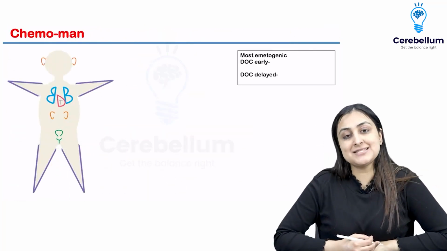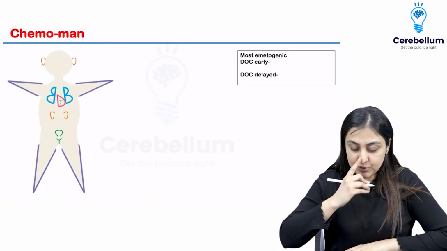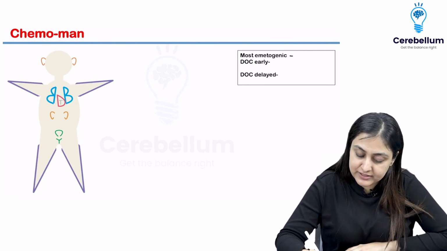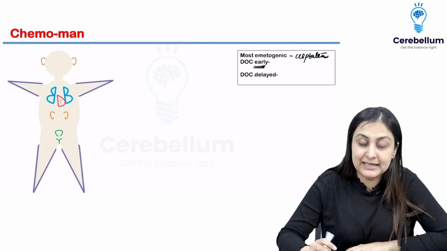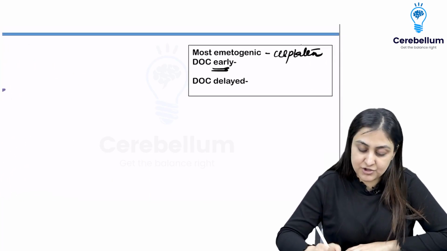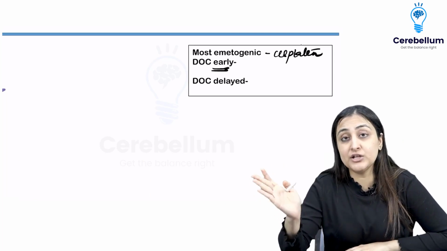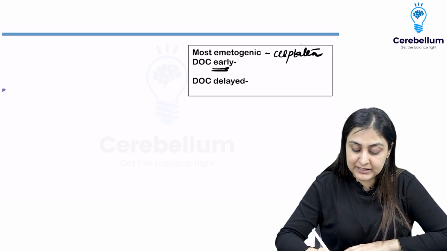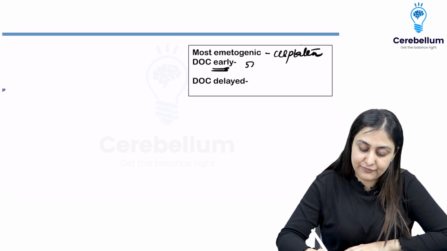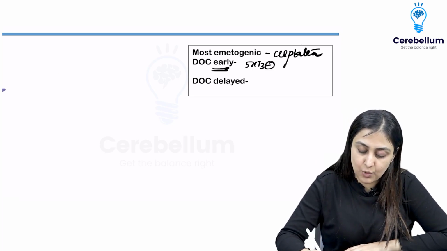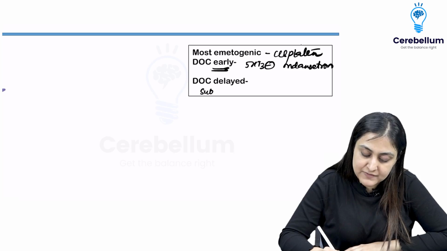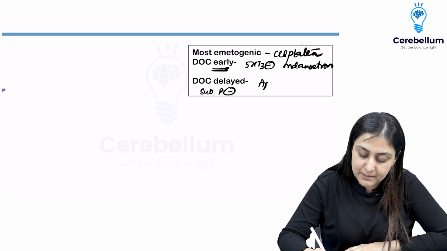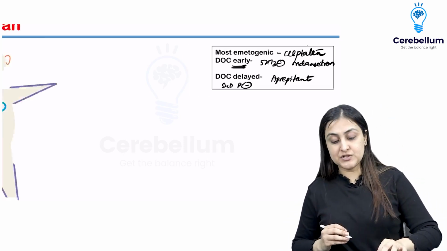Now we go on to the side effects. So for this we have the chemo man. So who is the most emetogenic drug? We already remember this is cisplatin. It can have early emesis or early vomiting. The drug of choice remains what is overall the drug of choice for any chemotherapy-induced vomiting. So this is your 5-HT3 inhibitor, that is ondansetron. On the other hand, for delayed vomiting we want to give a substance P inhibitor, that is aprepitant. Alright, so that is for delayed. Okay, so this is sorted.